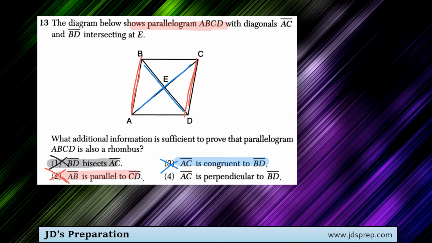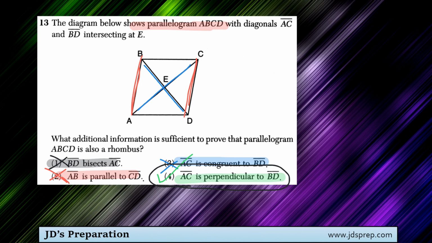But the fourth one says that AC is perpendicular to BD. That is one way to prove that a parallelogram is a rhombus. In fact, it's probably the easiest way to prove that a parallelogram is a rhombus.